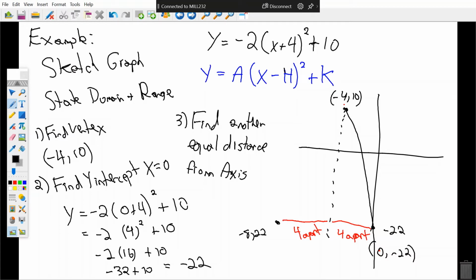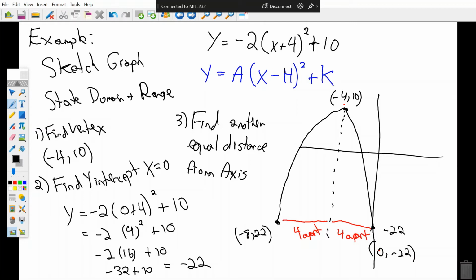and 22, because we know that the axis has to be exactly in the middle, right? So if the axis is in the middle, you have half the graph on this side and half the graph on the other side. So once we have the y-intercept, we just put the mirror image on the other side.